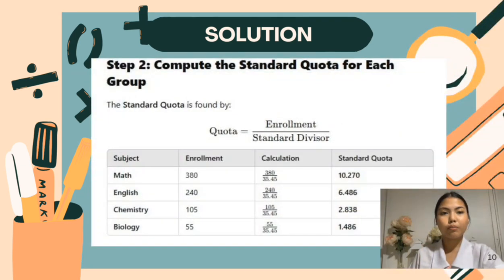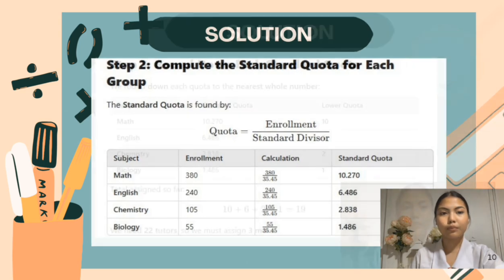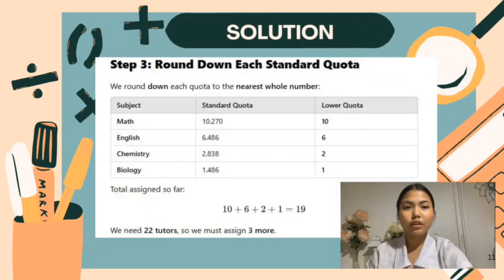Step 2 is to compute the standard quota. Next, we calculate the standard quota for each subject by dividing its students' enrollment by the standard divisor. Now that we have the quotas, let's round them down to the nearest whole number. Step 3 is to round each quota. We round each quota down to the nearest whole number. So far, we have assigned 19 tutors, but we need 22 tutors, meaning we'll still have 3 more to assign.